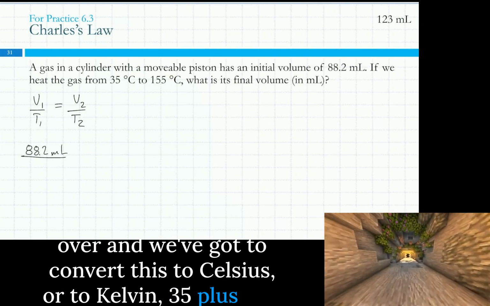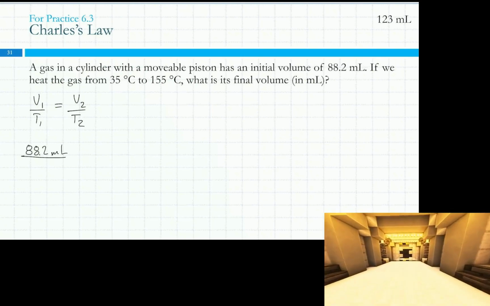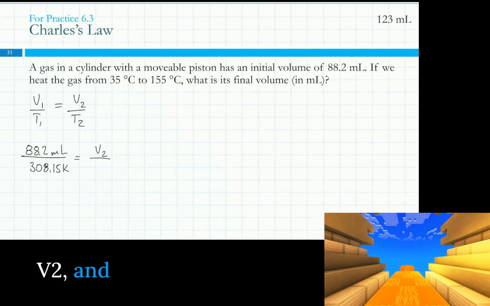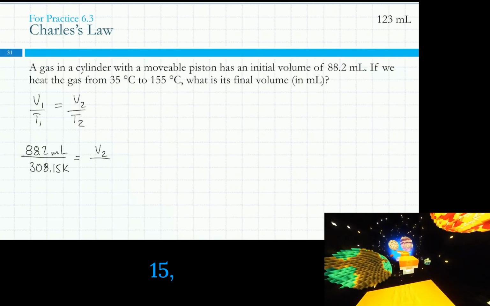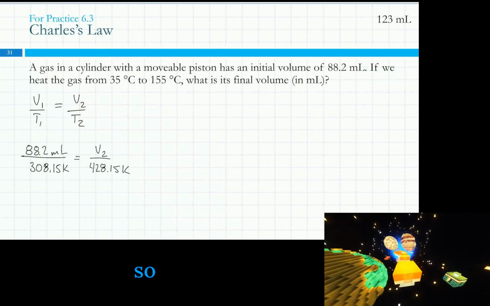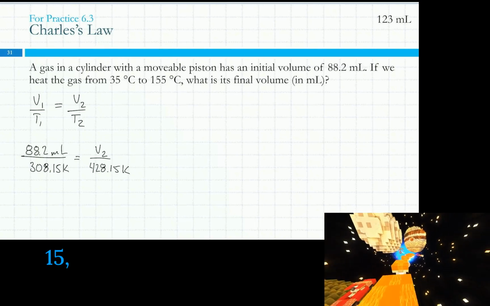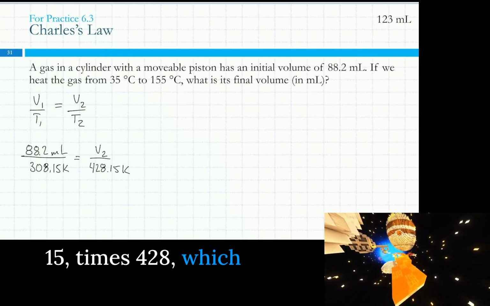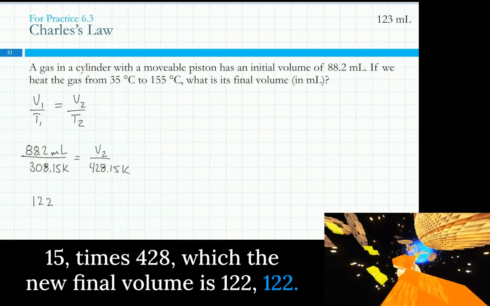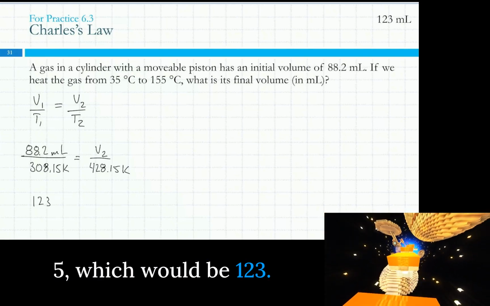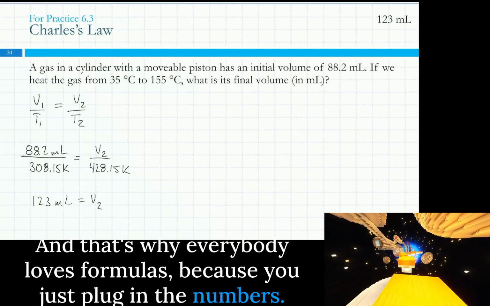35 plus 273.15. V2, then 155 plus 273.15. So 88.2 divided by 308.15 times 428. The new final volume is 122.5, which would be 123. And that's why everybody loves formulas, because you just plug in the numbers.